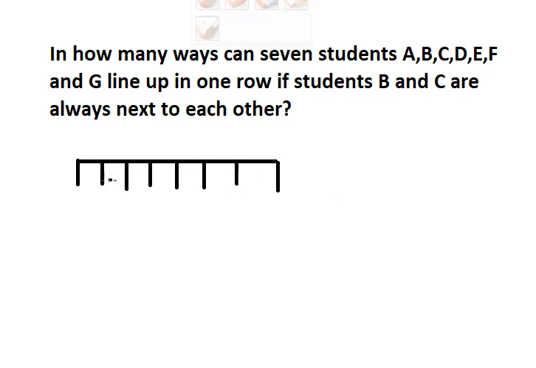So we have B and C in here. And the question mentioned that students B and C are always next to each other. So that means B and C will swap together in here, from B to C. So that means this one will have 2 selections.